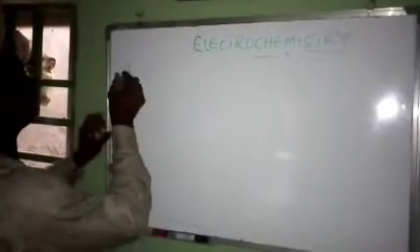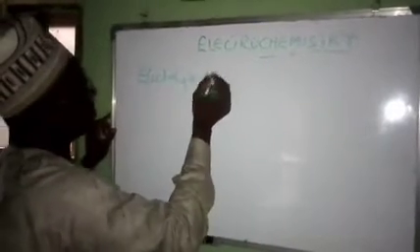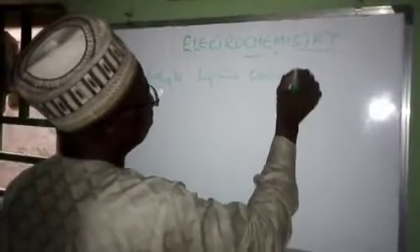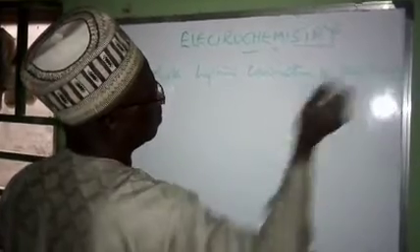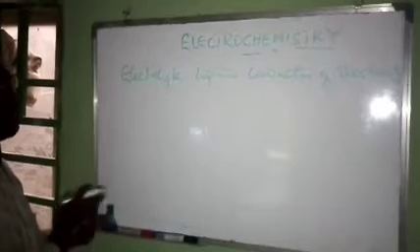We are going to look at some terms. There's no way you discuss electrolysis without knowing some terms. We'll just pick some of those terms, and the first term we are going to look at is electrolyte. What is electrolyte? Electrolyte can simply be defined as liquid conductor of electricity or electric current.